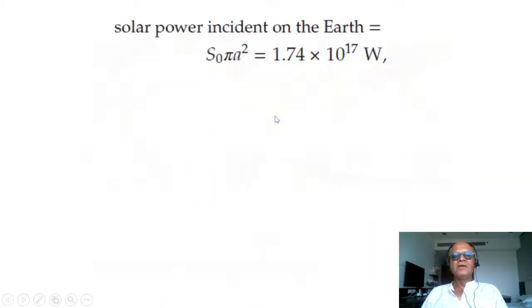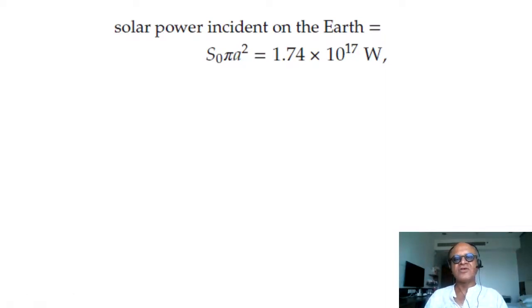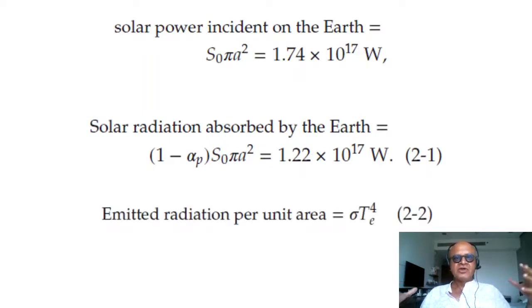Okay, and the solar power incident on Earth then is S0, which is the flux at the top of the atmosphere per unit area, times pi a squared, which is the disk that's collecting the solar radiation. That amounts to this much solar radiation absorbed by the Earth, then what is lost because of the albedo and what is received. So (1 minus alpha) times S0 times pi a squared. So 30% of this is lost. This is what remains to heat the Earth, evaporate, and create all the circulation.